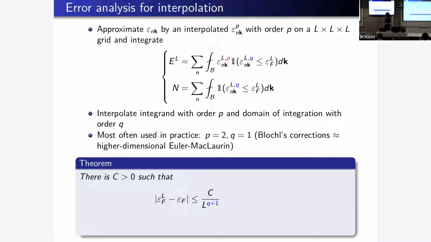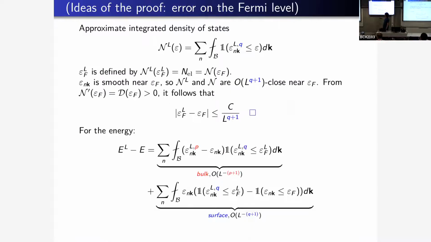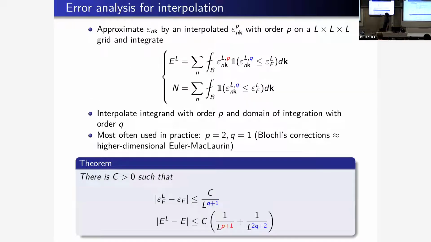Okay, so this is the error on the level, and for the energy, something fun goes on, which is that this Q, which is the order of the interpolation you use to define the integration domain, is of higher order. And this is a fundamental argument: if you screw up on this, you screw up the shape of the Fermi surface, right?